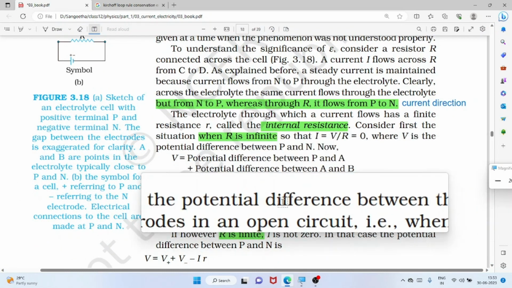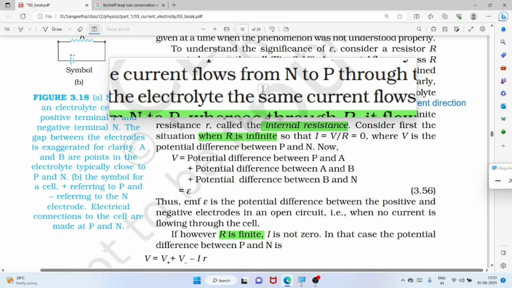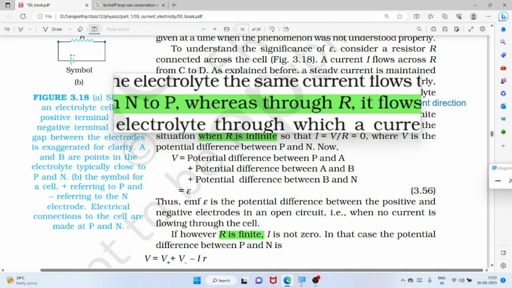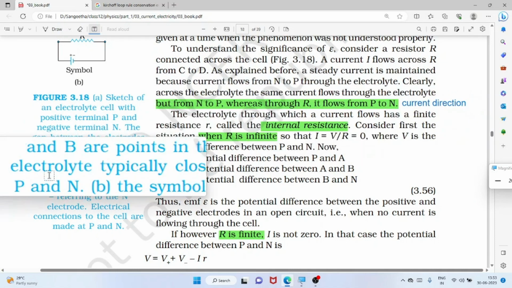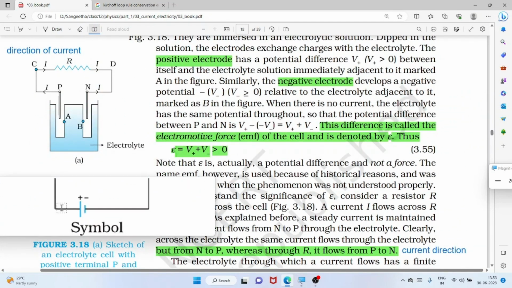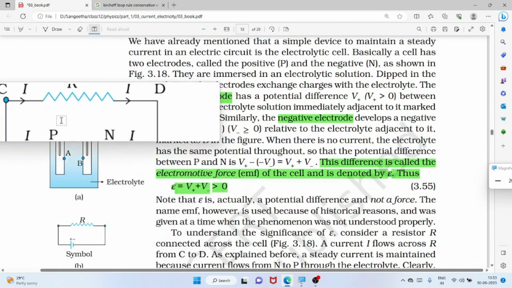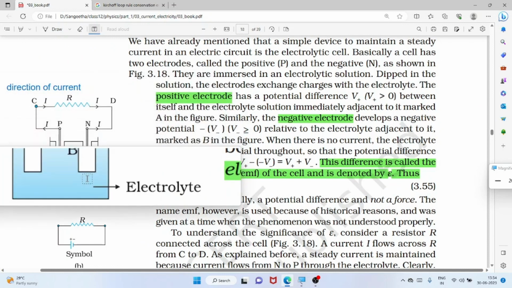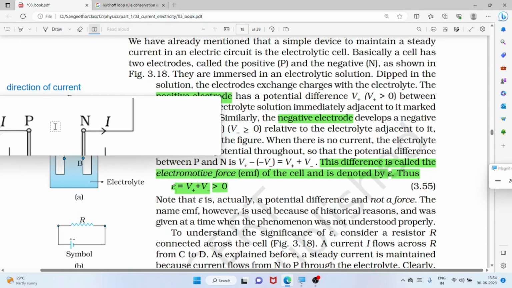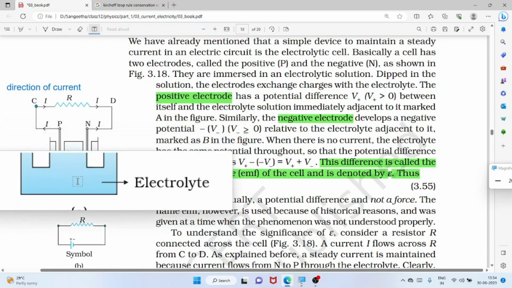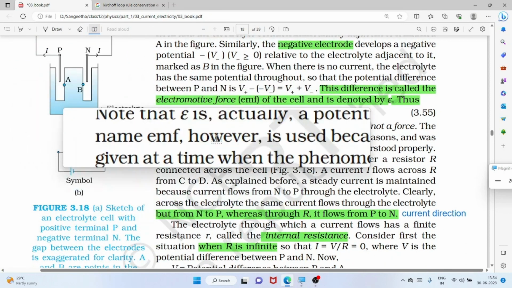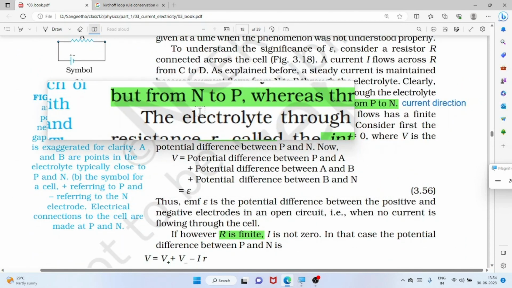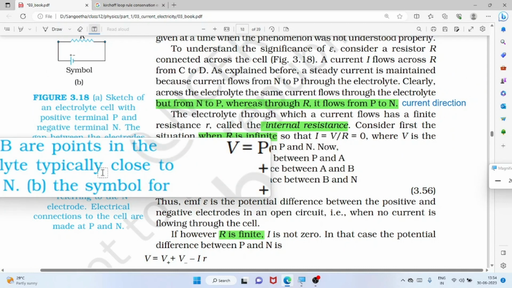See here, you see clearly that across the electrolyte the same current flows, but from N to P, whereas through R it flows from P to N. Okay, through the resistance, current flows from positive to negative, but within the electrolyte it flows from N to P. Within this electrolytic solution, from the negative to the positive electrode, that is what they are mentioning.